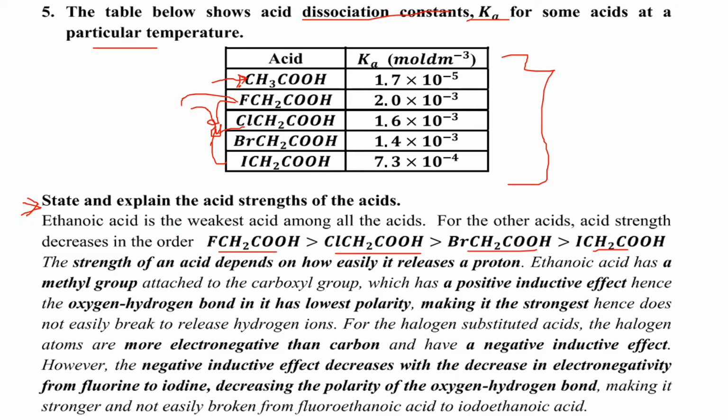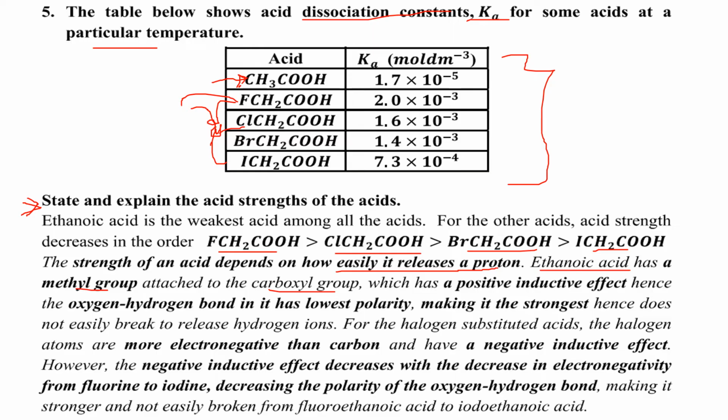Now the strength of an acid depends on how easily it can release a proton. I said that before starting to explain, you should state the factor on which the strength of an acid depends. Now you're saying that ethanoic acid has a methyl group attached to the carboxyl group, and methyl groups or alkyl groups always have a positive inductive effect.